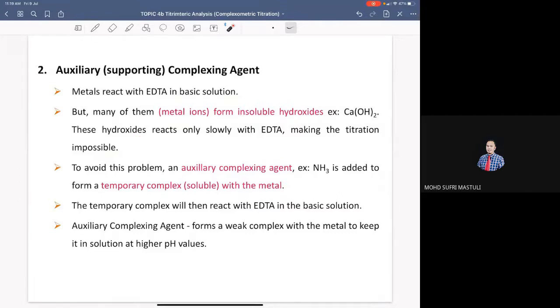So in order to avoid this problem, an auxiliary complexing agent, normally ammonia, will be added to form a temporary soluble complex with the metal. The temporary complex will then react with EDTA in the basic solution. So it forms a weak complex with the metal to keep it in solution at higher pH values.